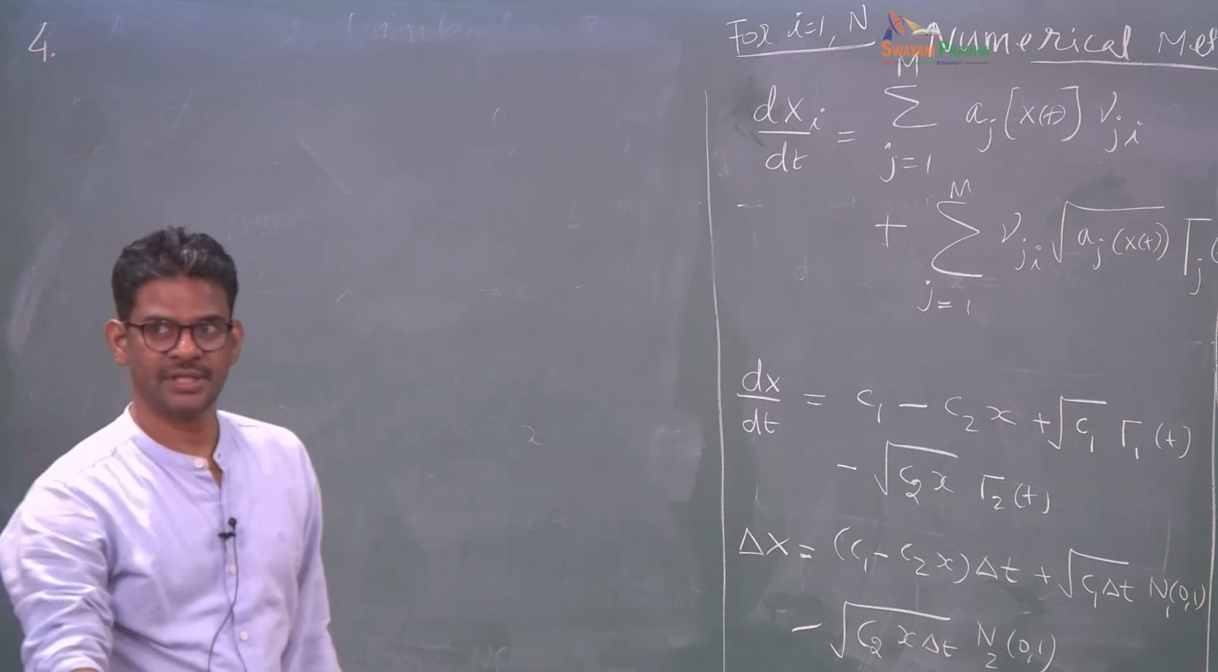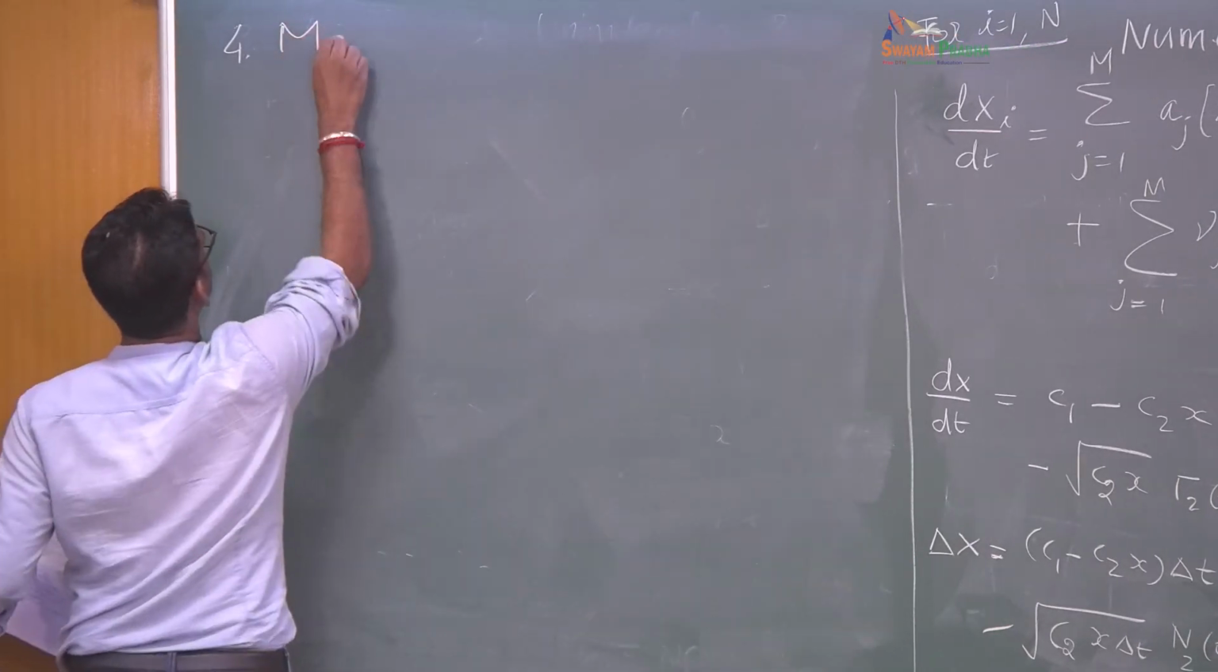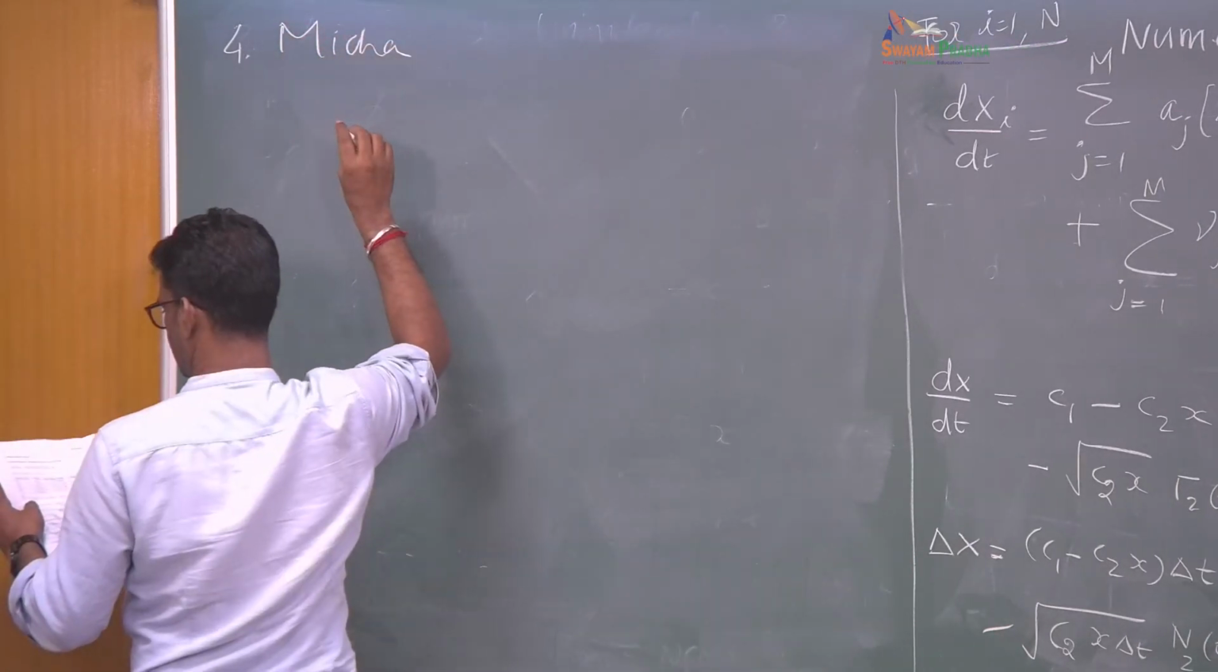So the fourth problem is Michaelis-Menten.